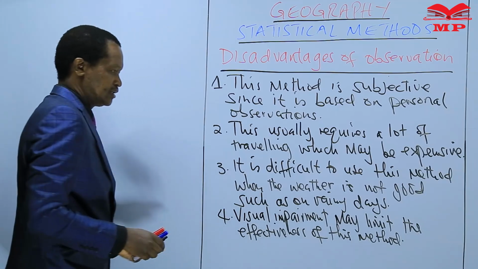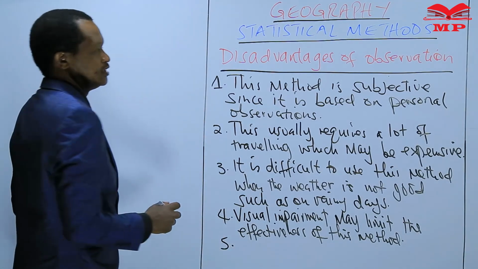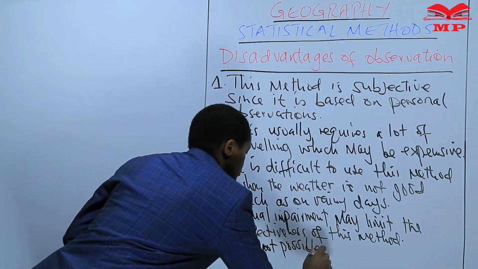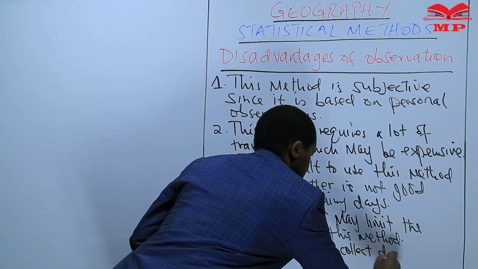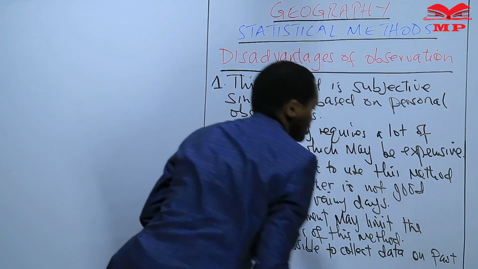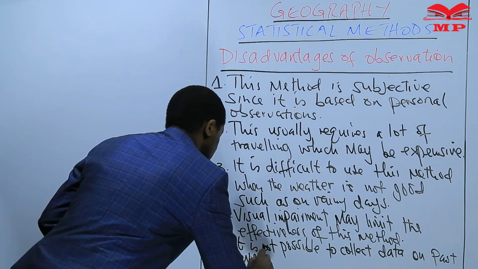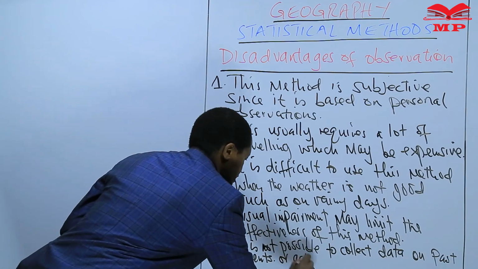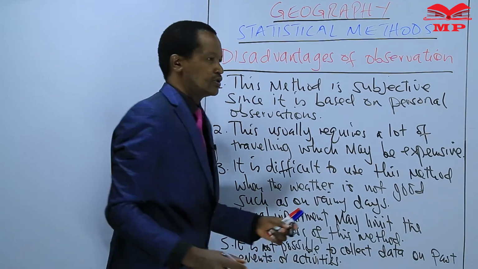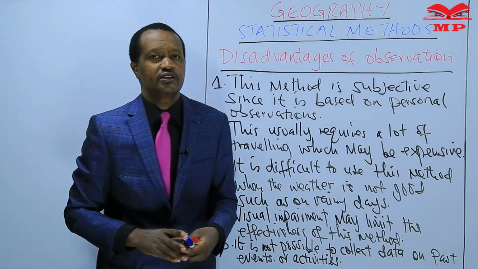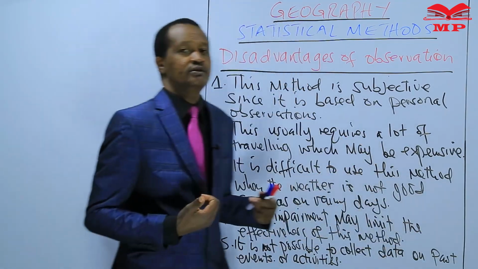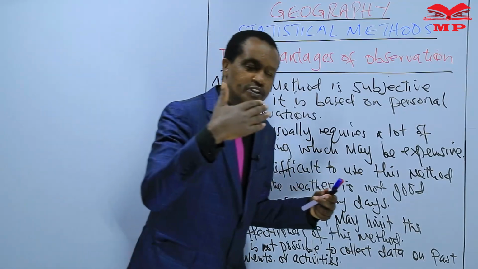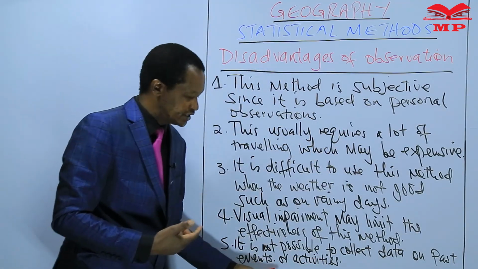I can add another point, learners. Let me have another disadvantage: it is not possible to collect data on past events, or let me say, activities. If an activity has taken place and the observer was not present, then that means that data cannot be collected, because observation requires that the observer be present to witness the event or the activity.